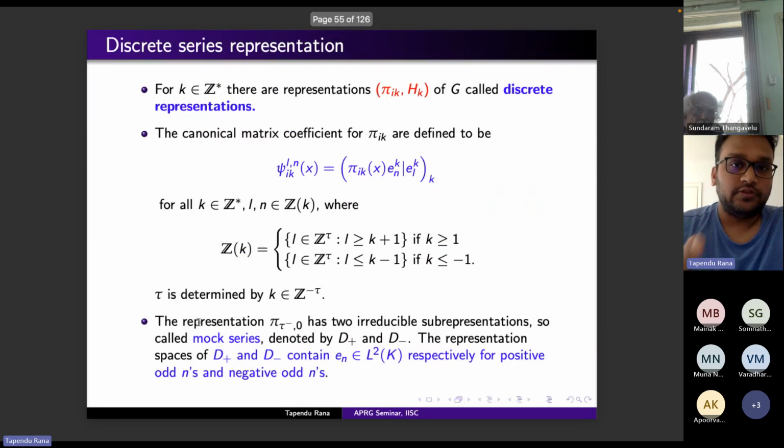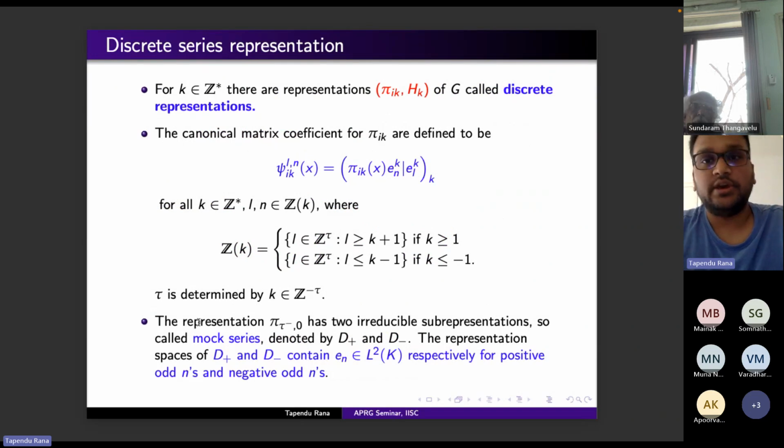Here also, in the group setting, we have the discrete series representations. That is, for k belonging to Z-star, there are representations pi_k on H_k of G which are discrete series representations. Canonically, we can define the canonical matrix coefficient of the discrete series psi^k_{l,n}(x) equal to the inner product of pi_k(x) e_{n,k} with e_{l,k}, for k belonging to Z-star and l, n belonging to Z_k, defined like this.